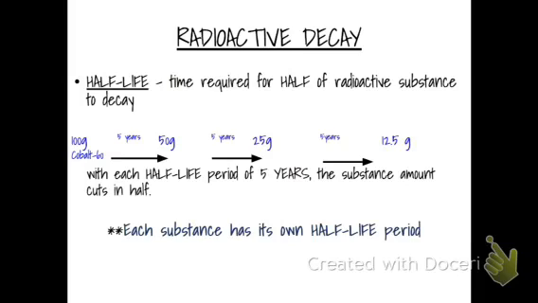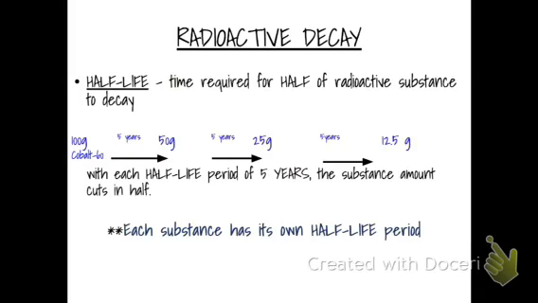on radioactive decay, but it's dealing with half-life, and it's the time required for half of a radioactive substance to decay. So if you take a look at what's written in blue, you start out with 100 grams of cobalt-60. And it's telling you in that little arrow that it's got a half-life of 5 years. So every 5 years, the substance cuts in half.